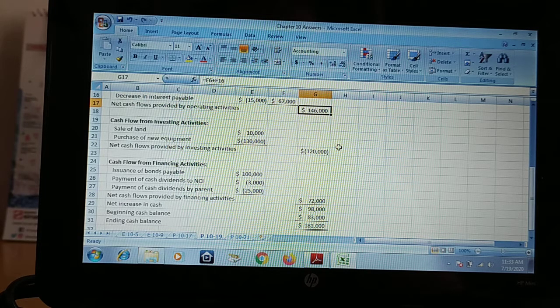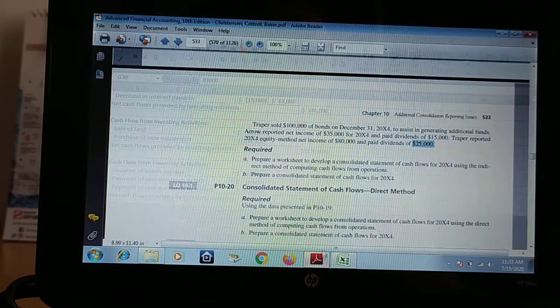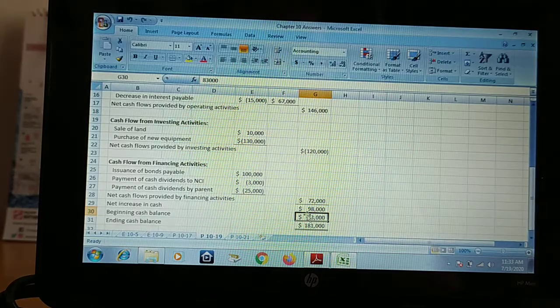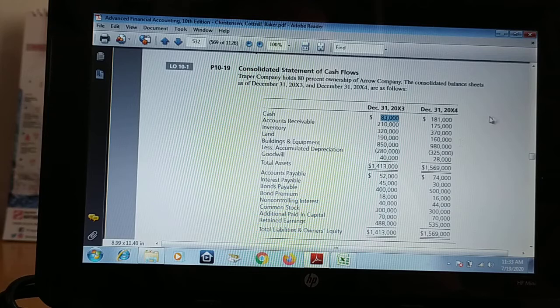Then you sum all of it: the net cash flow provided by operating, investing and financing activities gives a net increase in cash of 98,000. You add the beginning cash balance of 83,000 to 98,000 and get the ending cash balance of 181,000, which is the same as the cash on December 31st, 2004 in the consolidated balance sheet.